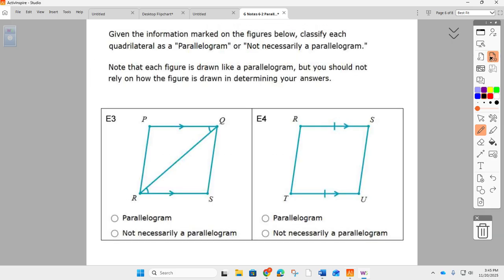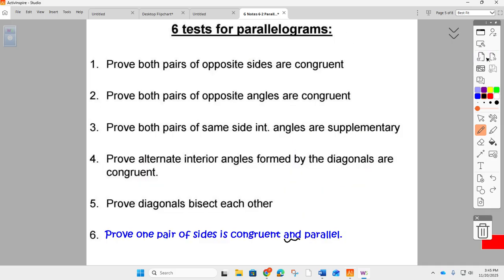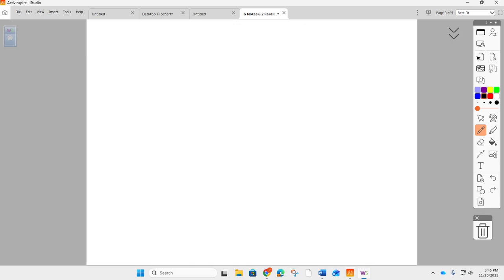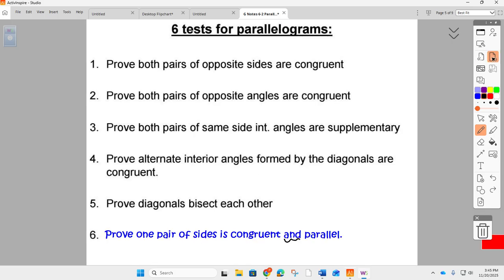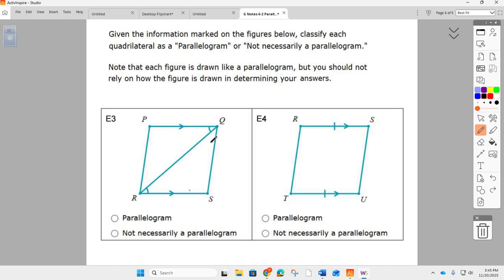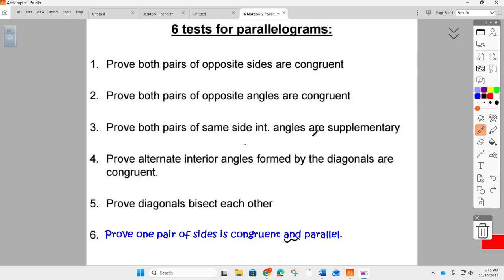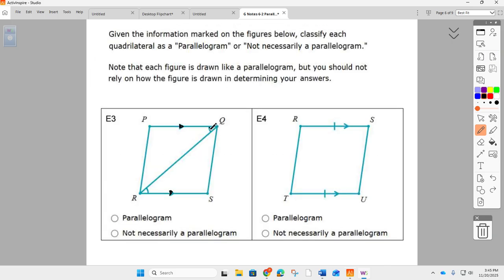So let's look at some ways you're going to see it on your homework. They're going to ask you to determine, is this a parallelogram or is it not necessarily a parallelogram? Well, we've marked a pair of sides parallel here, but that's not enough, right? One pair of parallel sides is not enough. But remember, as long as we can prove that the alternate interior angles are congruent, we can say it's a parallelogram. And they've marked it here. So that is a parallelogram.